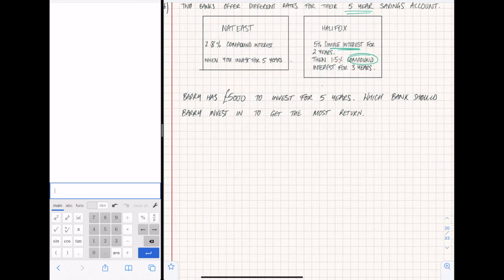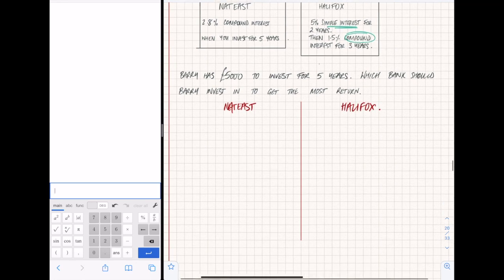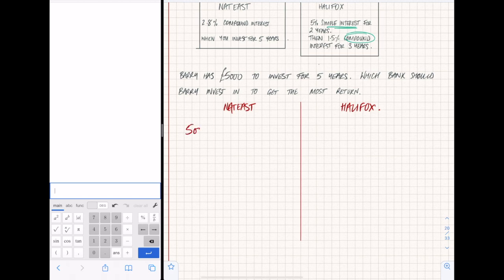So the first thing you're going to do is when you've got something like this where there's 2 options, split your page in half and end up having one side where you're working out for one bank and the other side where you have your working out for the other side. So we know we're going to be starting with £5,000. So £5,000 is what we're starting with in both instances. Let's do Nat East first. So 2.8% compound interest.